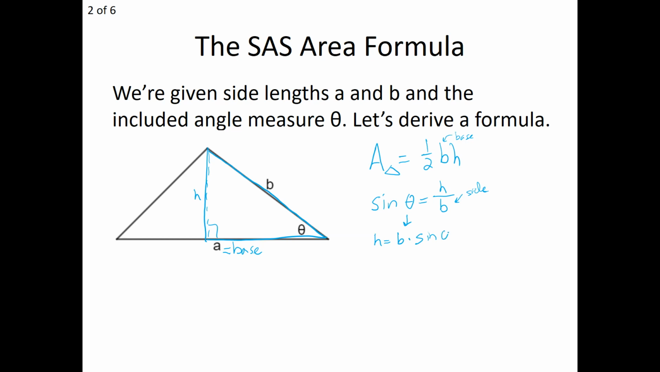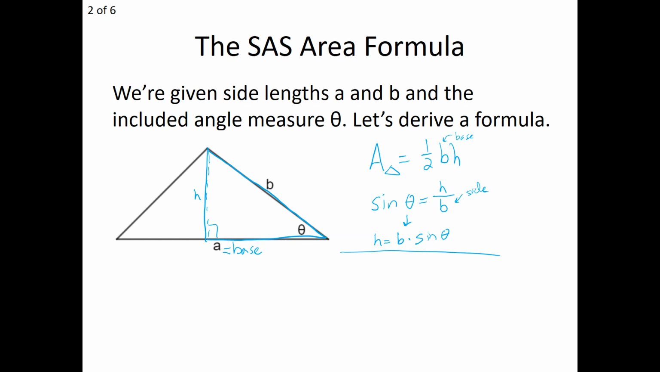Now, why that's important is because we can then take our equation that we do know to find the area, which is 1/2 base times the height, and we may replace the height with this respective equal expression, b times the sine of theta, and we know we've chosen the base of our triangle to be the side length of a.